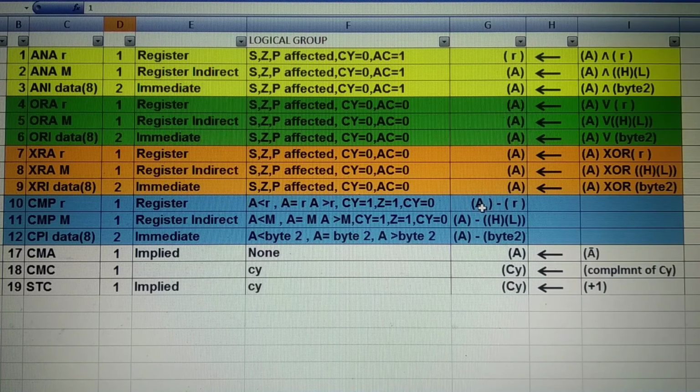If content of accumulator is less than content of register R, or is less than content of memory, or is less than byte 2 of the instruction, carry flag will set, otherwise reset. And if content of accumulator is equal to content of register, or equal to content of memory, or equal to content of byte 2 of the instruction, then zero flag will set, otherwise reset.